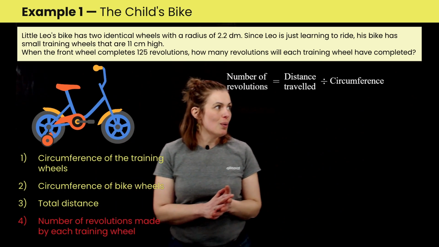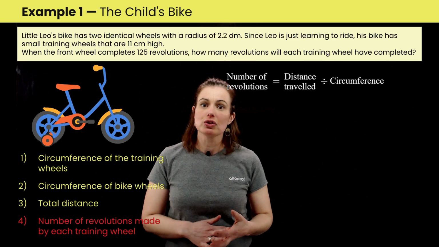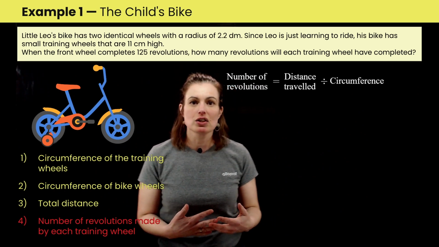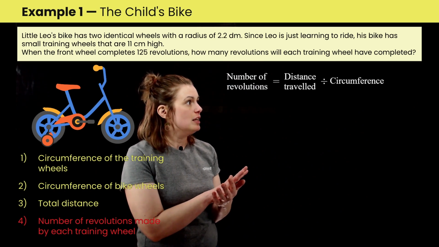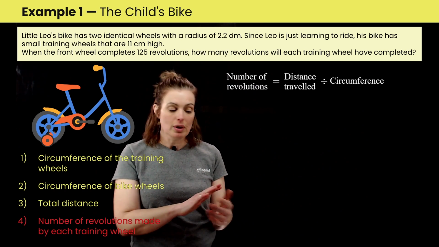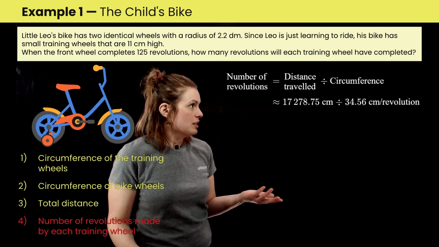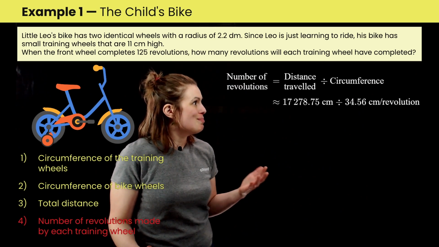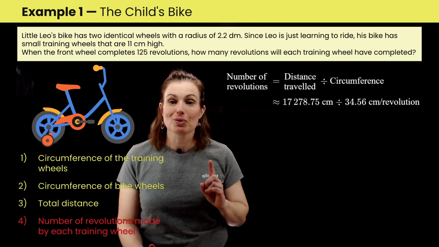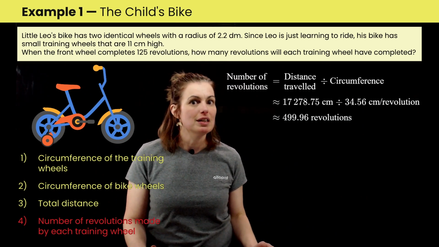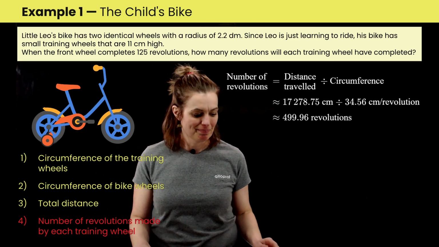So then to go on with this, finishing off the problem here, I need to know the number of revolutions made by each training wheel. To do that, again, I'm going to look at it two ways. The number of revolutions is equal to the distance traveled divided by the circumference. So the first way, of course, uses the numbers. 17,278.75 centimeters divided by 34.56 centimeters per revolution is going to give me approximately 499.96 revolutions.